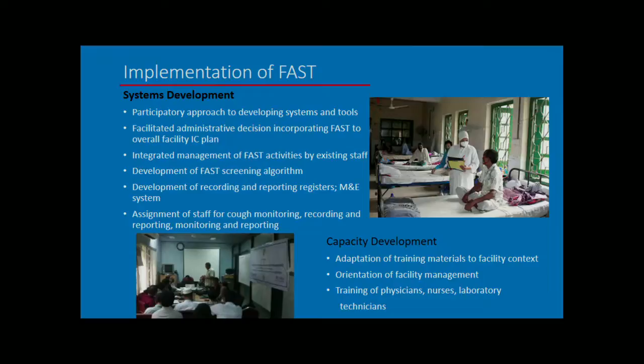FAST activities were managed in an integrated way by existing staff. We developed the FAST screening algorithm, recording and reporting registers, an M&E system, and assigned staff for cough monitoring, recording and reporting. We didn't want to recruit new staff, as we were looking at the cost effectiveness of the FAST project in Bangladesh. So this was just a simple administrative change and task allocation to other staff. Later, capacity was developed among the doctors, nurses, and laboratory technicians working in the hospital and the laboratory.